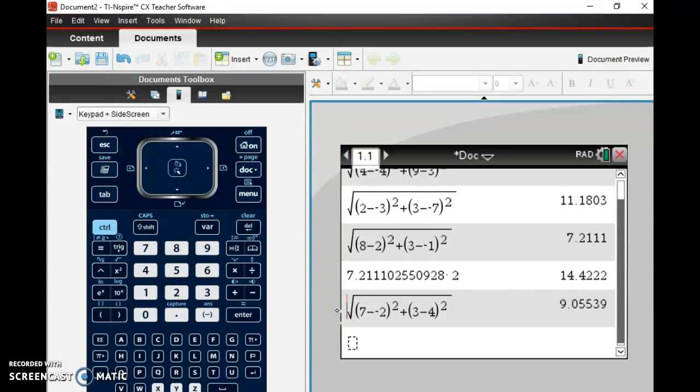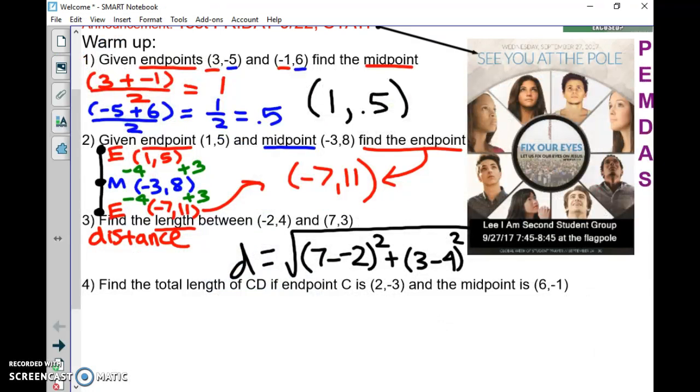Okay? Do I have everyone's head up? Because I don't want anyone sleeping on the job over here. All right, so 9.06. All right, that is kind of small underneath my see you at the pole flyer. See you at the pole. Okay, 9.06. That's my distance. Great.